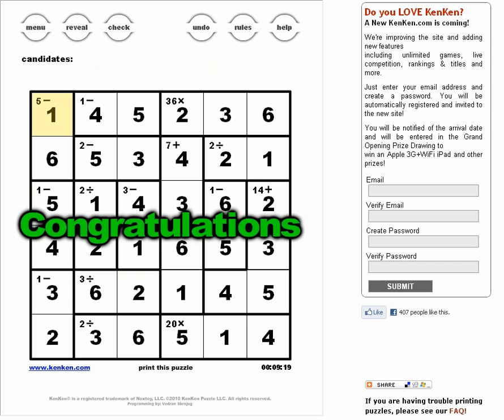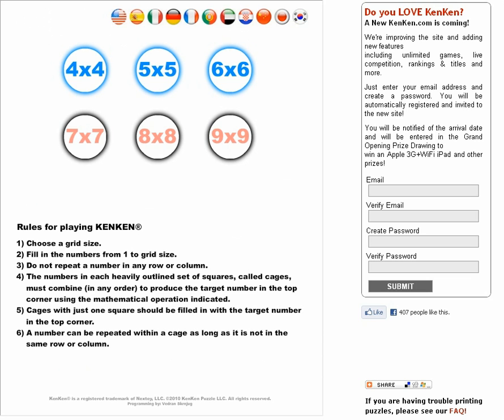And there we go! Finished the 6x6 KenKen in 10 minutes. I don't know if that's fast or slow, it's just how I did it today.